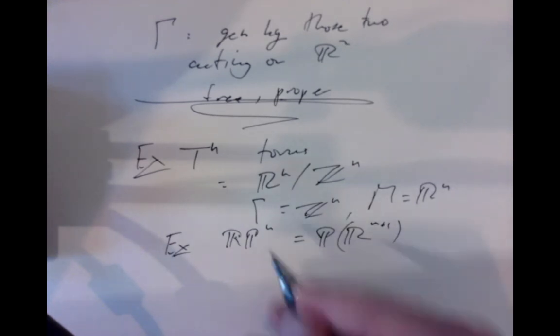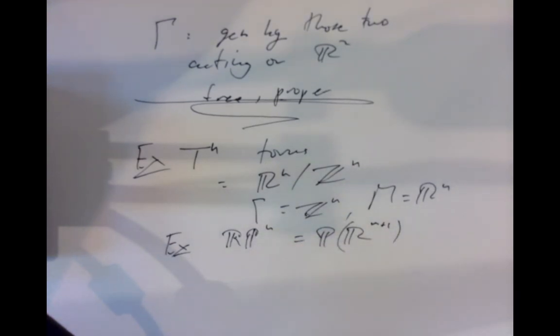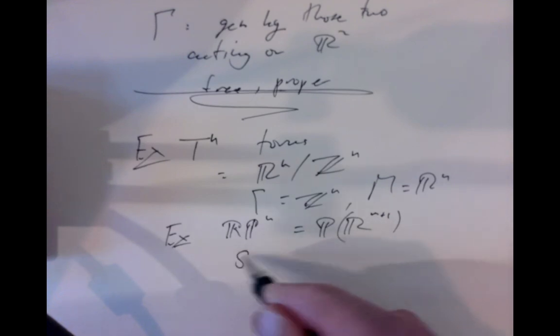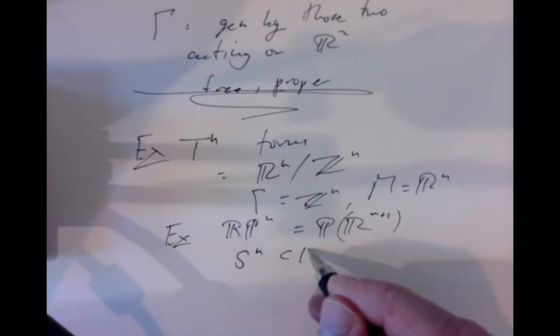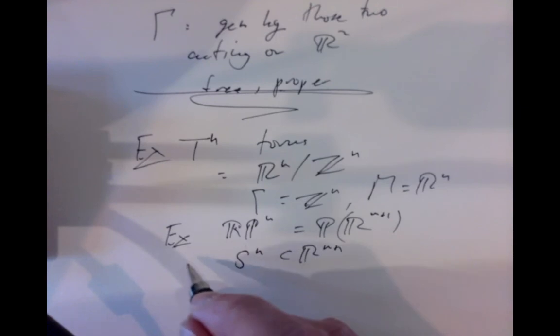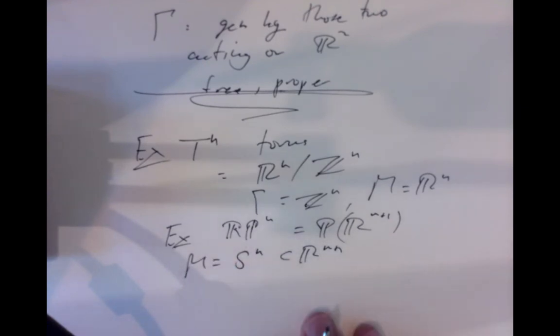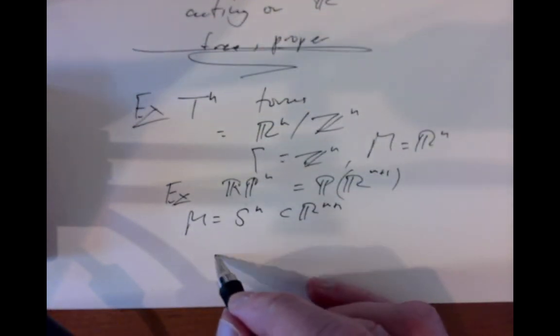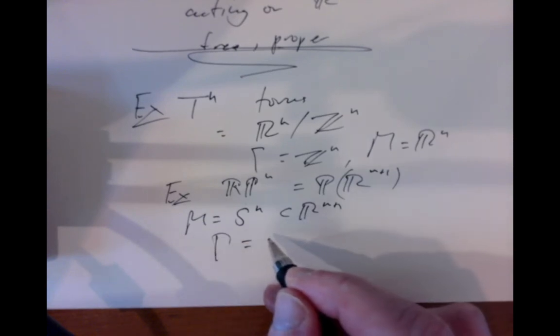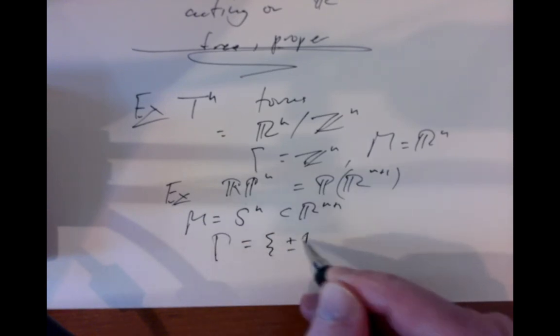It goes down in dimension when you projectivize. You mod out by rescaling. And so it's an n-dimensional manifold. And what is it? Well, it's really just given by taking the unit sphere S^n contained in R^(n+1). That's going to be our manifold. And then what we'll do is we'll simply quotient by gamma, the group of numbers plus and minus 1.